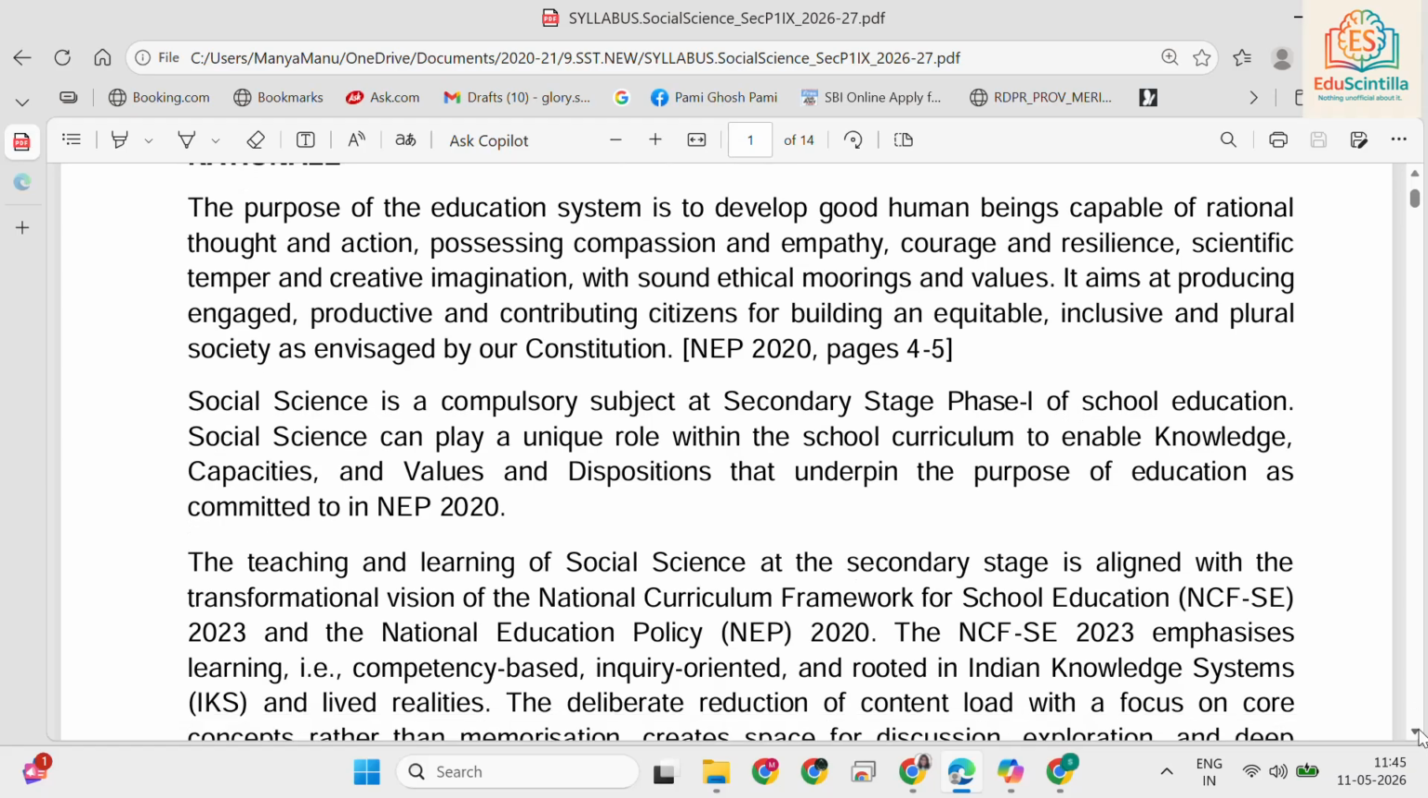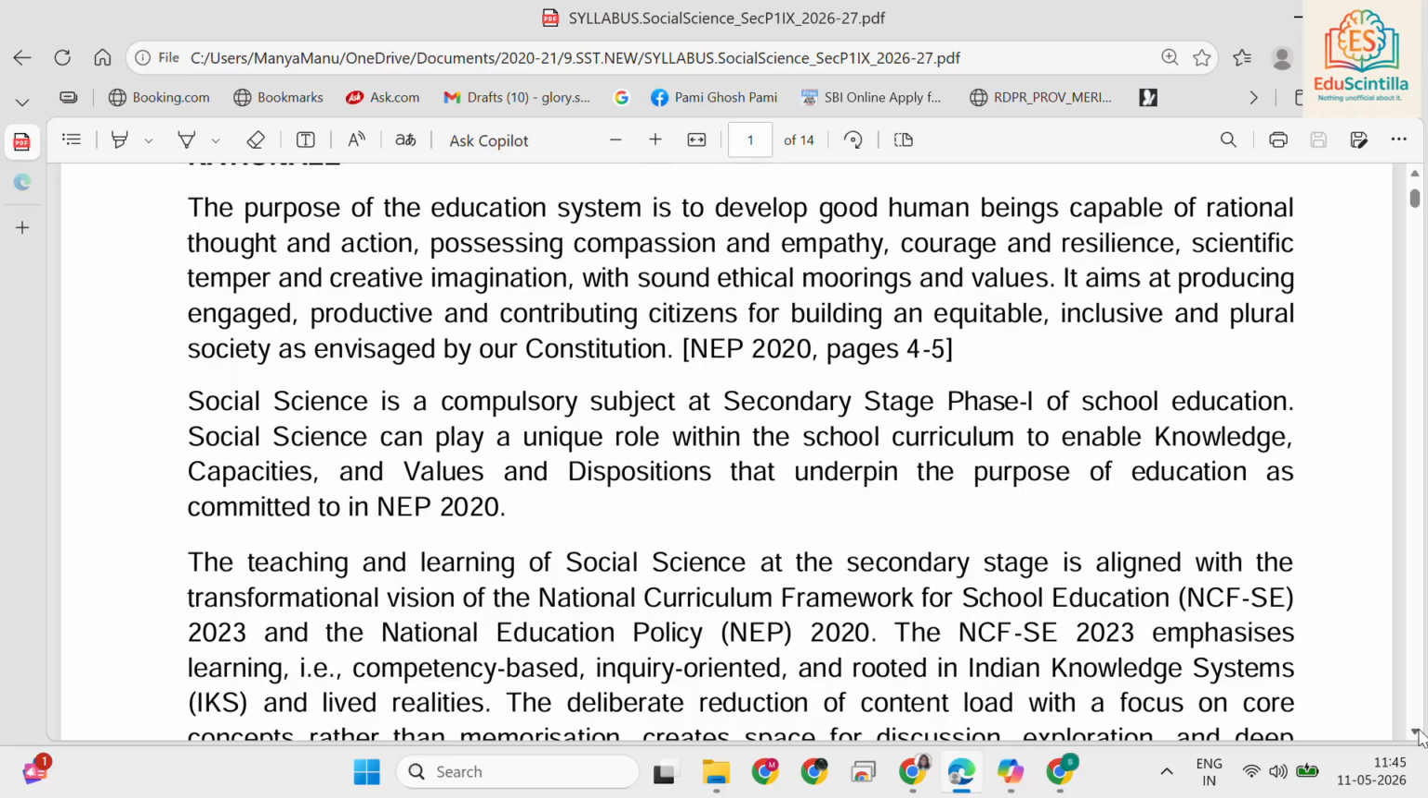It's now competency based, inquiry oriented, and rooted in Indian knowledge systems. It integrates history, geography, political science, and economics to help students understand society, environment, economy, and governance. The new syllabus is not like the previous one where we had four separate books for history, geography, political science, and economics. Now, these are all integrated in Part 1 and Part 2 textbooks.